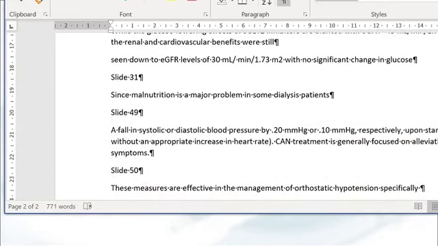Now remember, when we are trying to look specifically at cardiovascular autonomic neuropathy and we're looking at orthostatic hypotension, we are looking at a fall in either diastolic or systolic blood pressure by 20 millimeters of mercury or 10 millimeters of mercury or more when moving from a supine position to a standing position without an appropriate increase in heart rate.